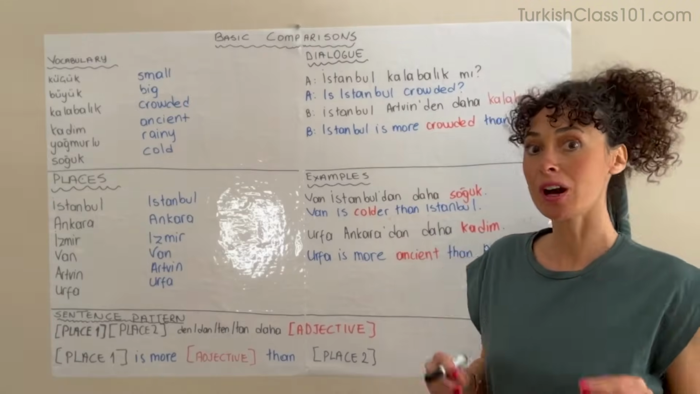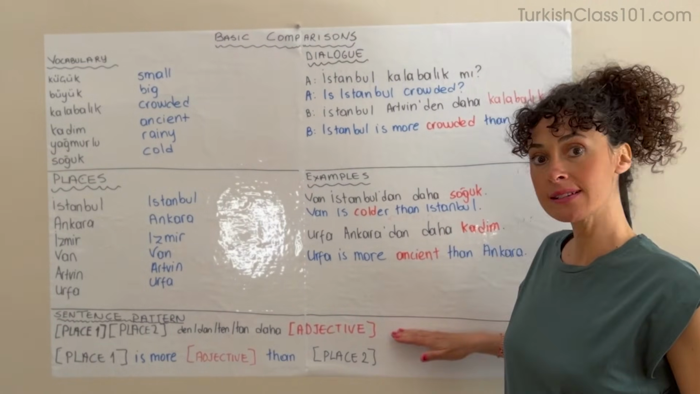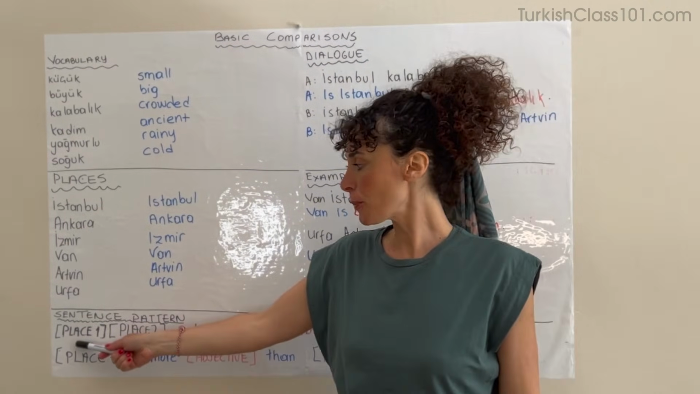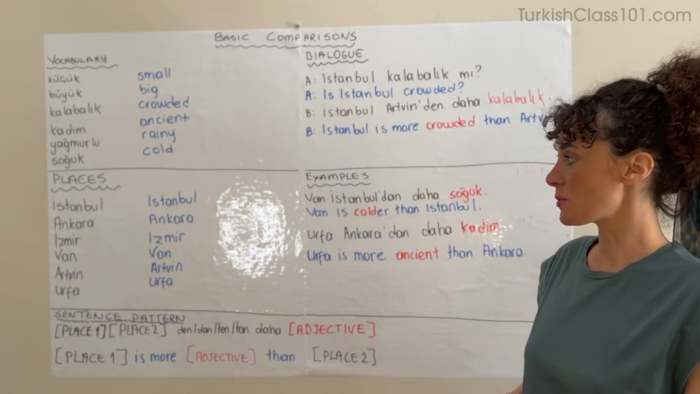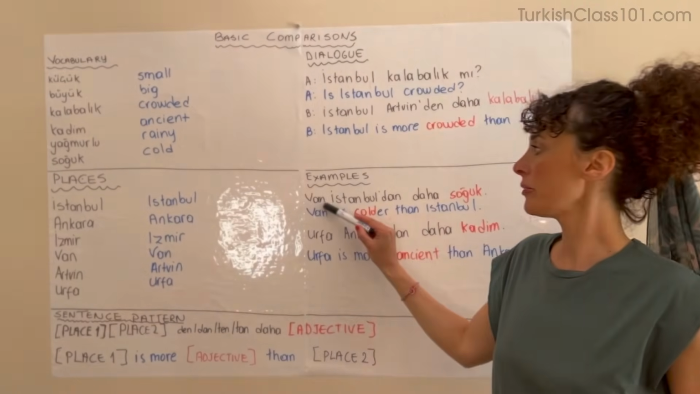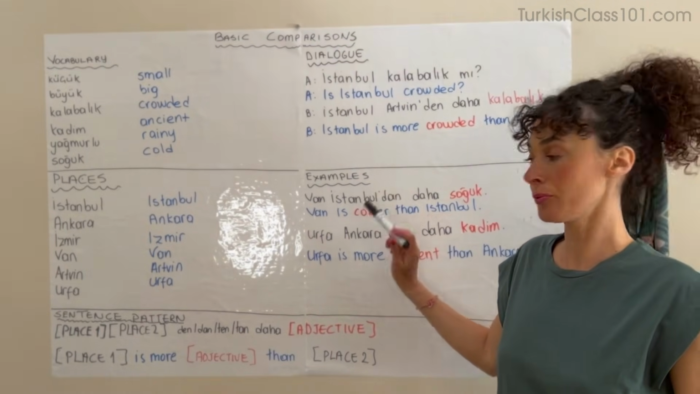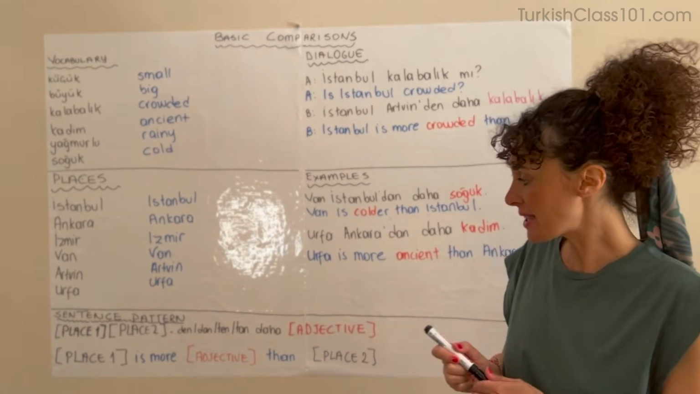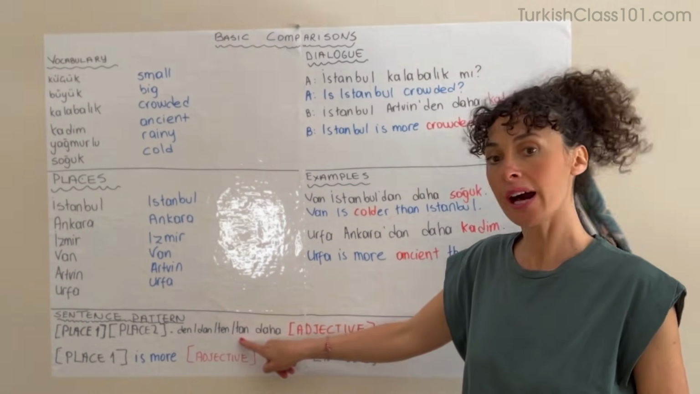Okay, now let's check our sentence pattern. This is the Turkish sentence pattern and this is the English one. First, place 1. I want you to see the dialogue as well. Place 2, Istanbul. Then we have our suffixes here: dan, den, tan, ten.